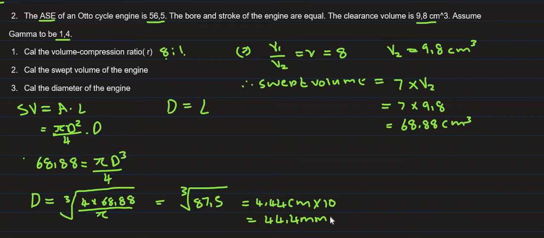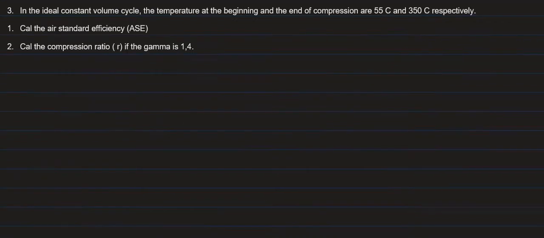Now I'm going to calculate the diameter of the engine. For the diameter of the engine, swept volume equals area times stroke length. Then the diameter is 44.4 millimeter. Let's look at another example.